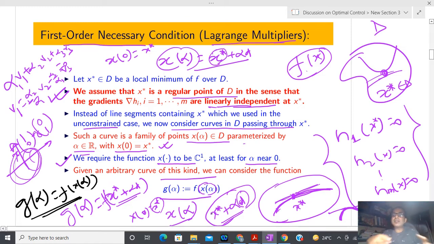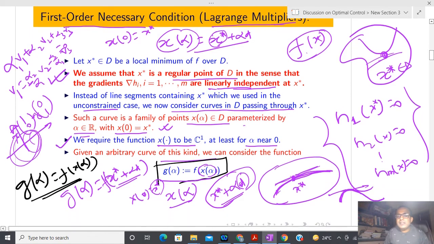Okay, after that I have constraints. I am assuming that the gradients of each constraint are linearly independent. Okay, after that, during parameterization, I am going to assume that x0, if alpha equals 0, using alpha I am going to parameterize, so alpha equal to 0 gives us x star, meaning the minima. Okay, and whatever family of curves x(alpha) I have considered should be continuously differentiable, and then I have constructed the curve like this.